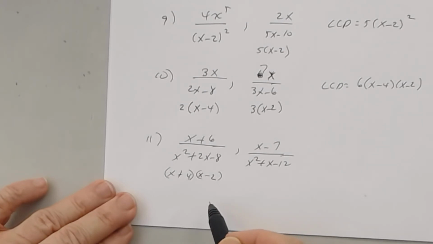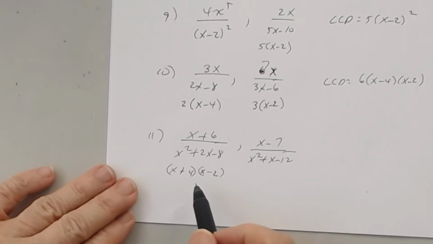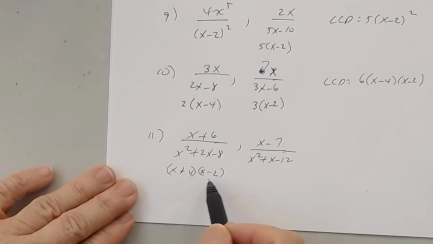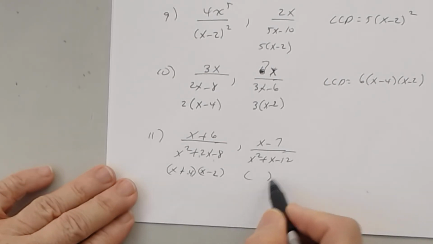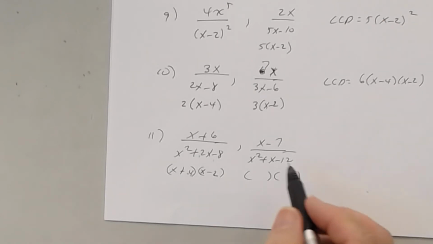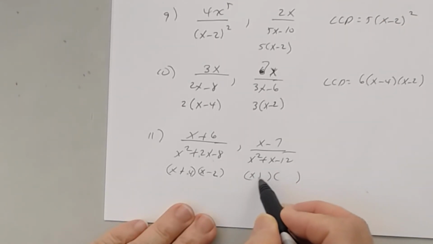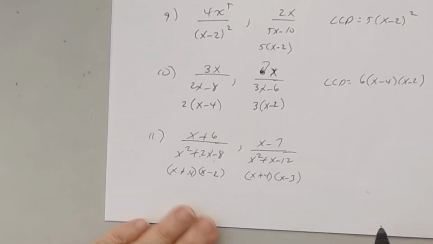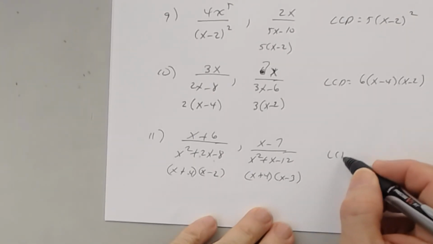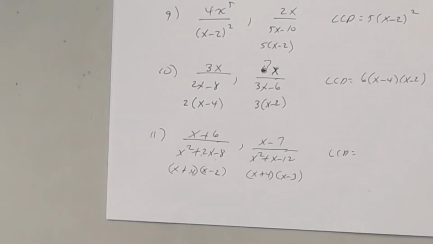Okay? And again, check before you go on if you need to. The outer's a negative 2x, the inner's a positive 4x. When I add them up, I get 2x. And then 4 times a negative 2 is a negative 8. Over here, when you factor that, it'll be x plus 4, x minus 3. You agree? Yeah. So what do you think the LCD is?